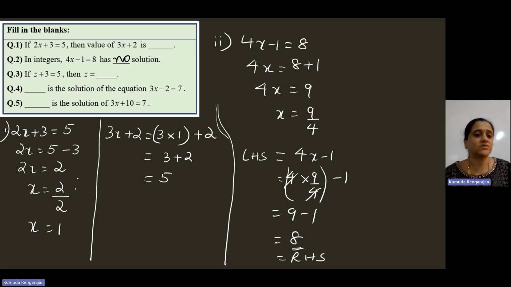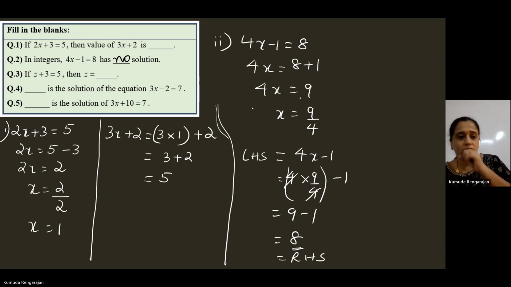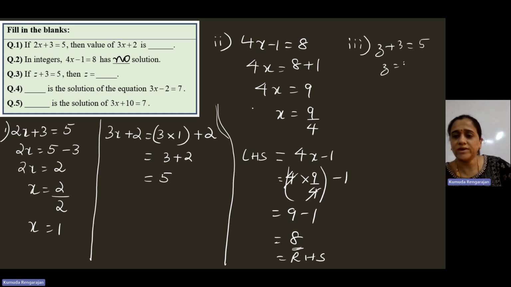Okay, next one. If z plus 3 is equal to 5, then what's the value of z? Z is equal to 5 minus 3. Z is equal to 2. Correct?